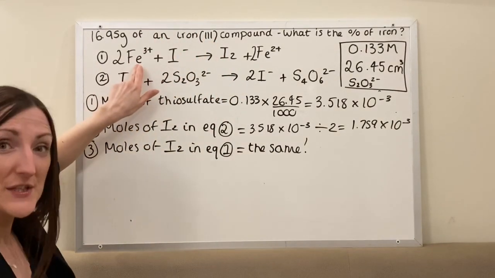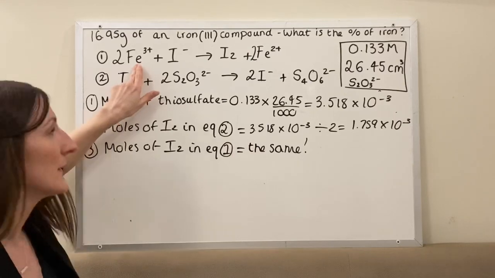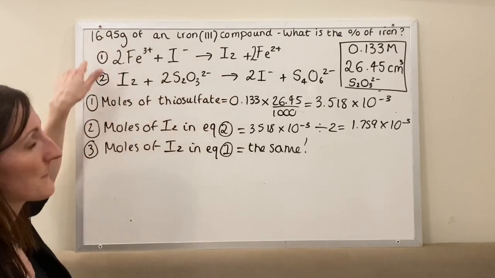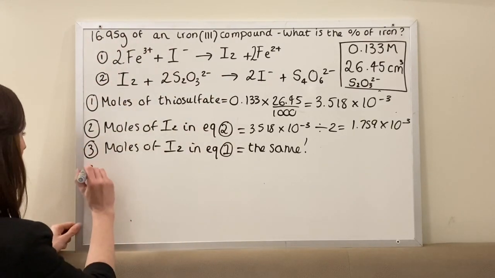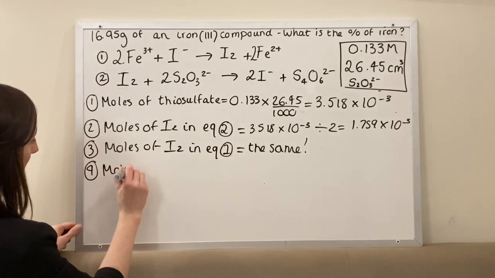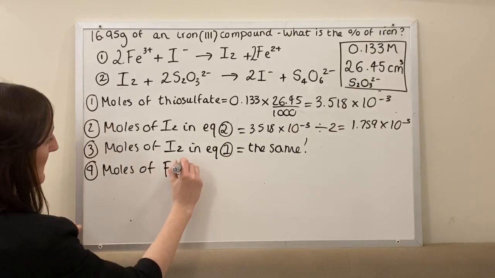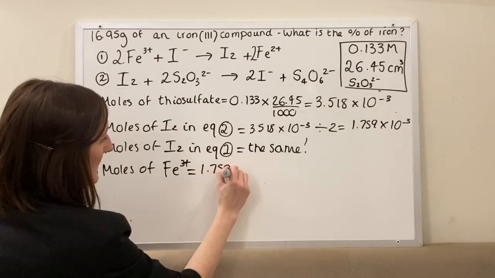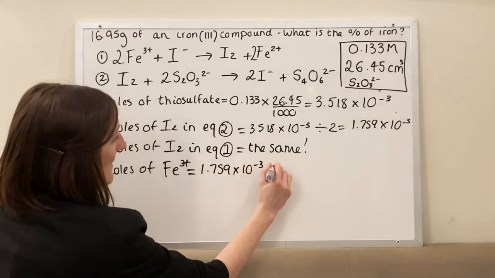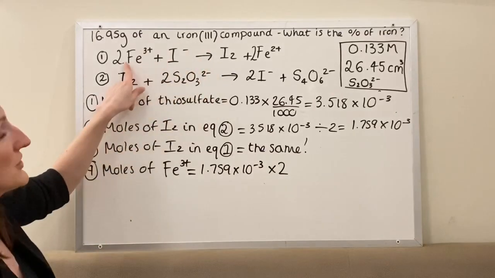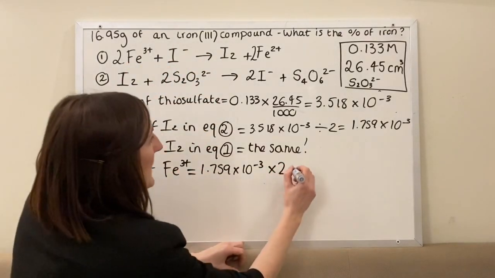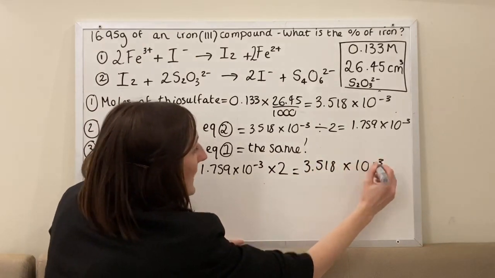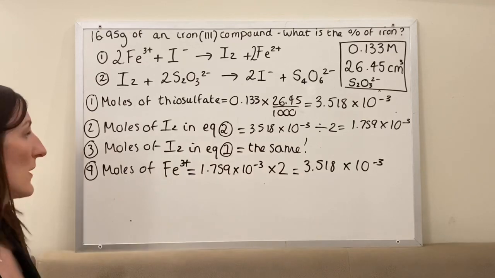Now I know my moles of iodine here. This is the one I'm wanting to work out, my iron 3 plus ions. Again, look at the ratio: it's 1 to 2, so I need to times my moles by 2 this time. So the moles of my iron 3 plus ions is my 1.759 times 10 to the minus 3, but I'm timesing it by 2 because of my ratio. I end up with the same as my thiosulfate. So I've got my moles of iron.